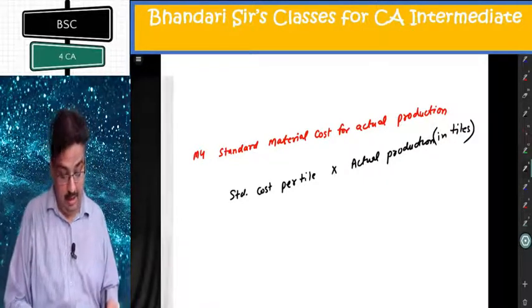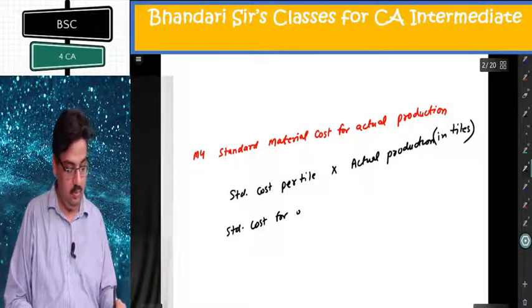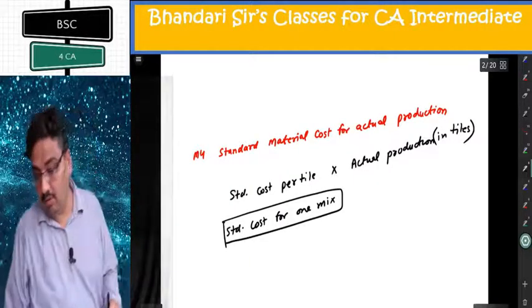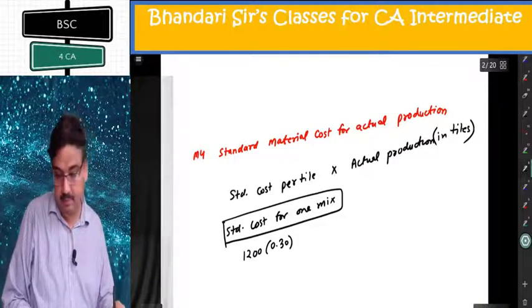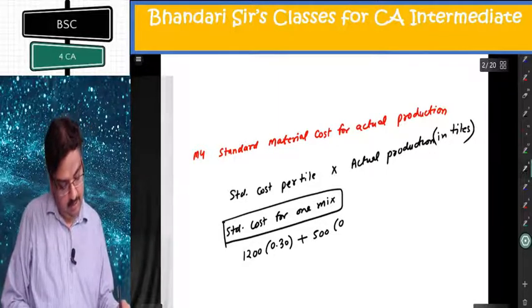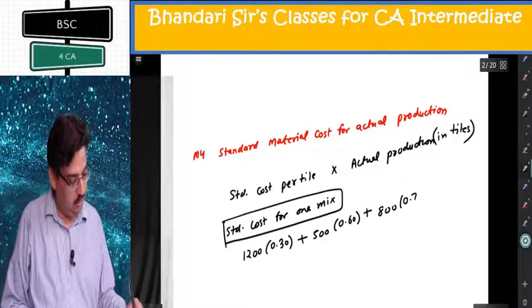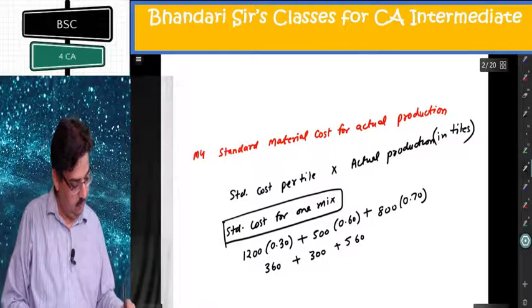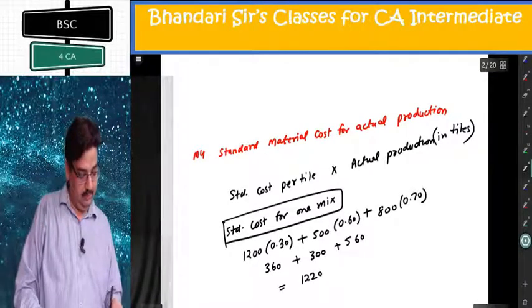So first I get the standard cost for one mix. 1200 into 0.30, 500 into 0.60, 800 into 0.70: 360, 300, 560, total 1220.